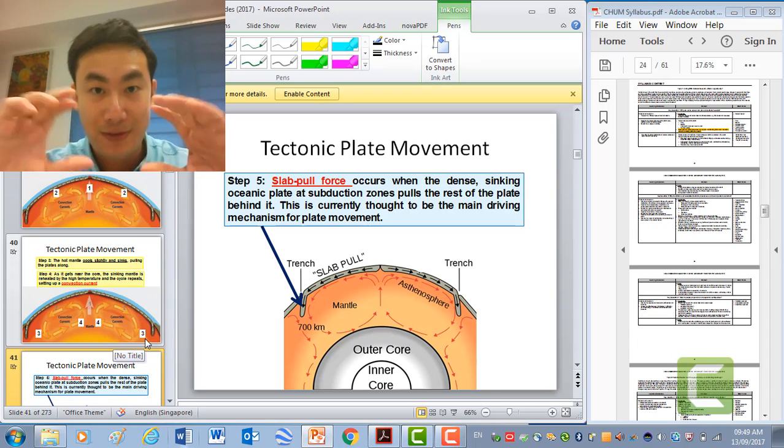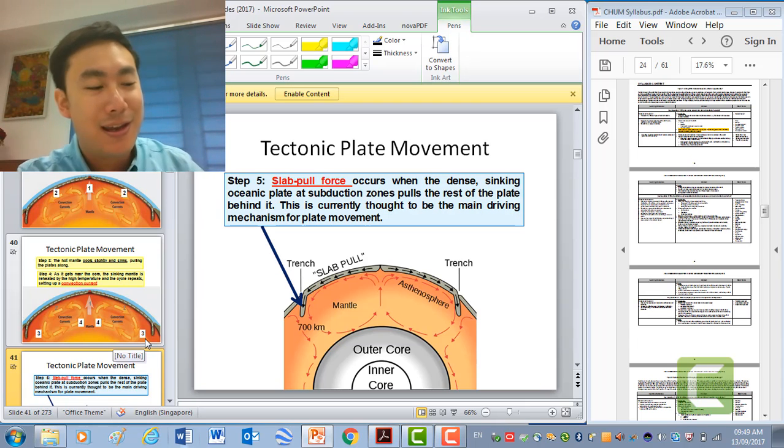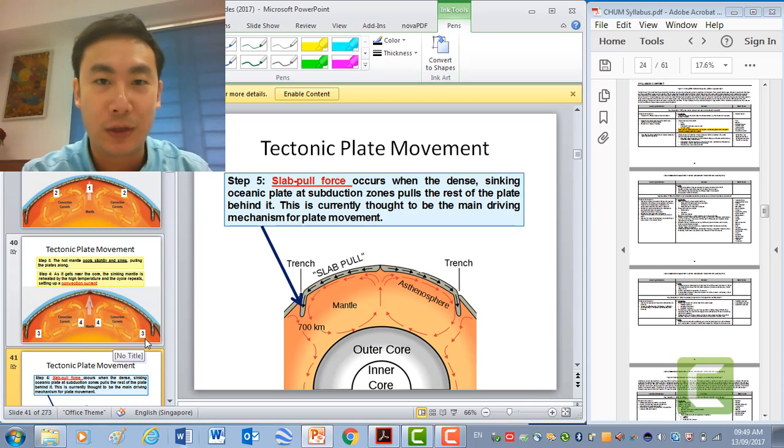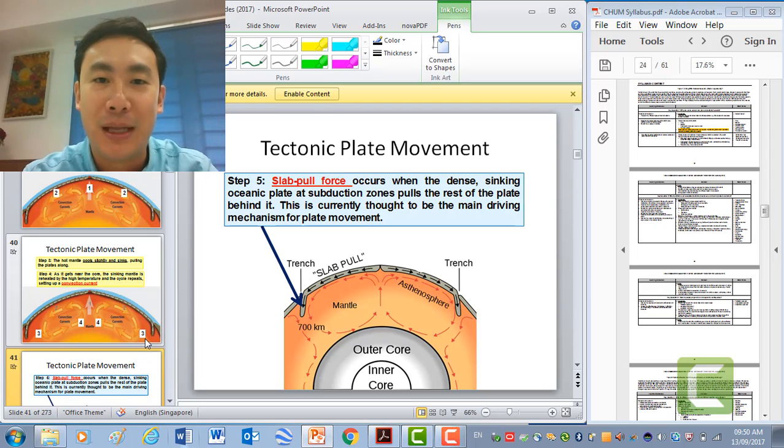The slab, right, it comes from the word slab. The slab of crust is pulling the rest of the crust behind it as it subducts. Right? And that's called the slab pull force. And some people think that that's the main driving force for plate movement.